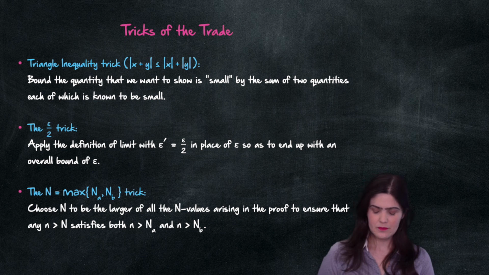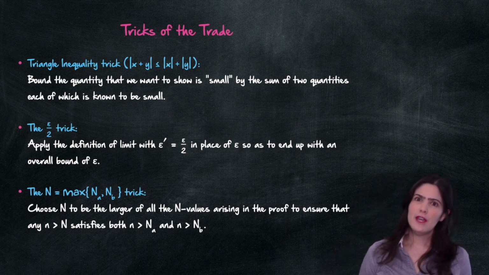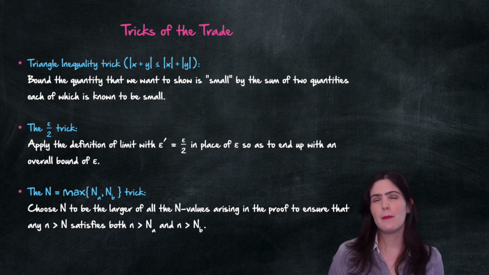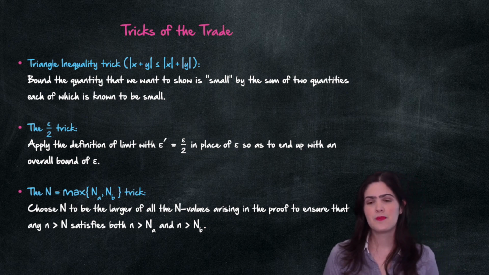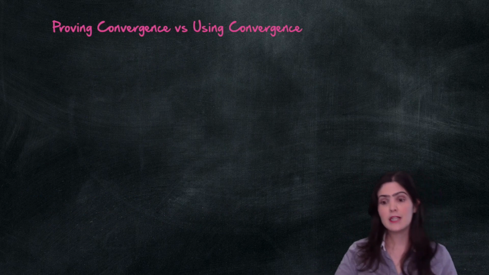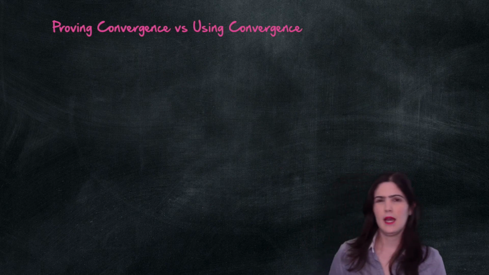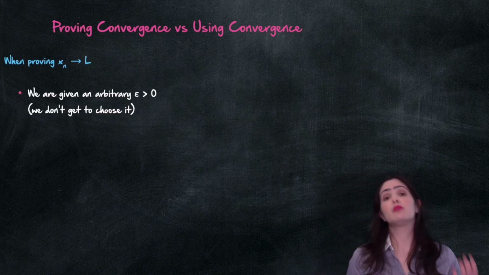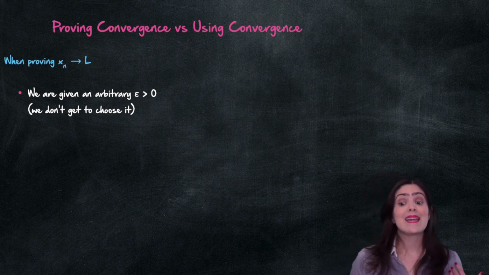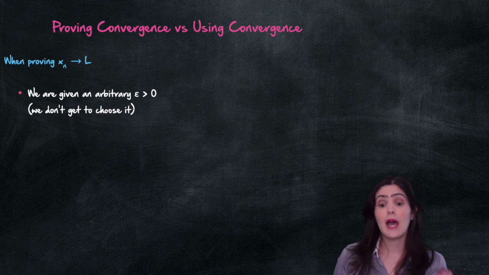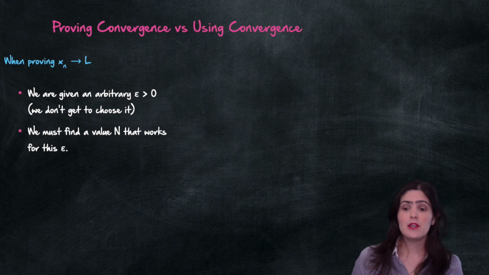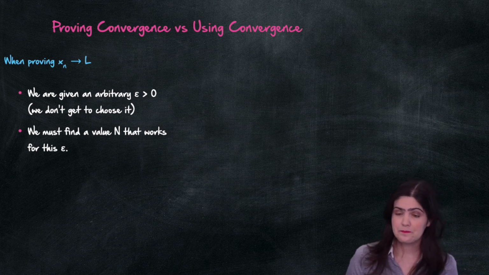And to finish this video, to wrap it up, there is something I want to discuss with you, because I know that many students struggle with this. And it's the difference between proving convergence and using convergence. And this is what I mean. If I want to prove that the sequence x_n converges to L, we are given an arbitrary epsilon positive. I do not get to choose it. And I must find a value of N that works for this epsilon.